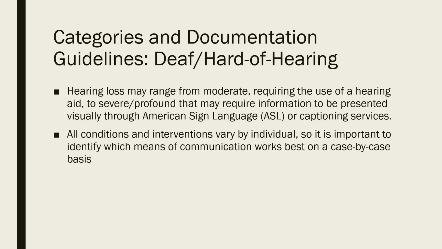Hearing loss may range from moderate, requiring the use of a hearing aid, to severe, profound, that may require information to be presented visually through American Sign Language or captioning services. All conditions and interventions vary by individual, so it is important to identify which means of communication works best on a case-by-case basis.